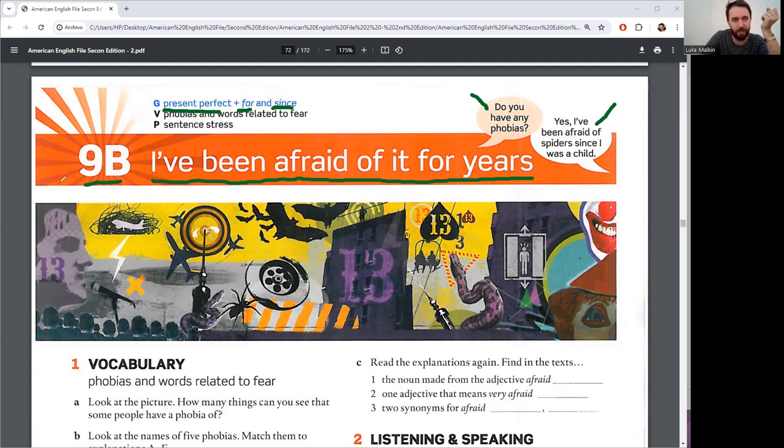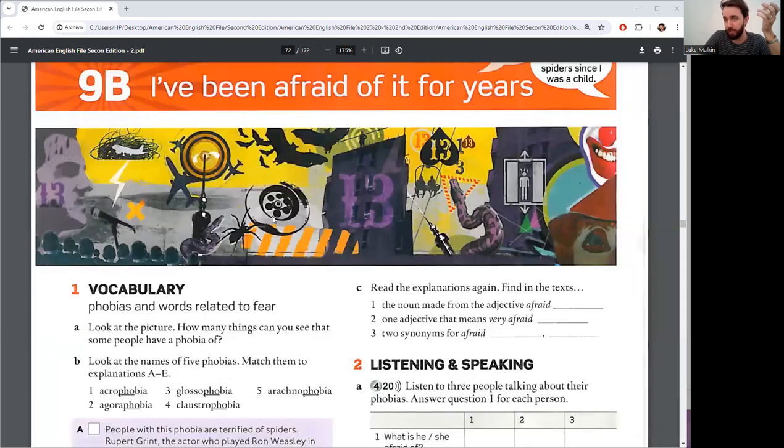Okay, so in the picture, we see different possible phobias, different possible things to fear. For me, it's this. I like snakes, but I fear them. I think I have a phobia of snakes. Let's check the grammar here.